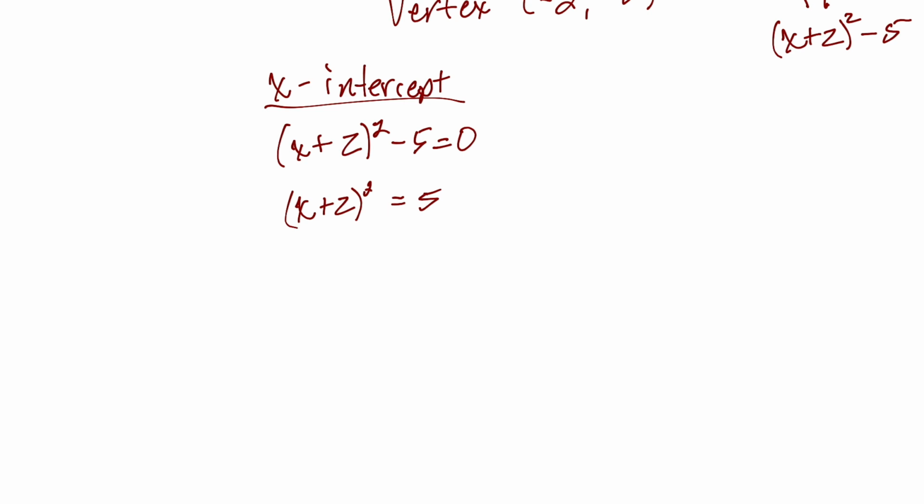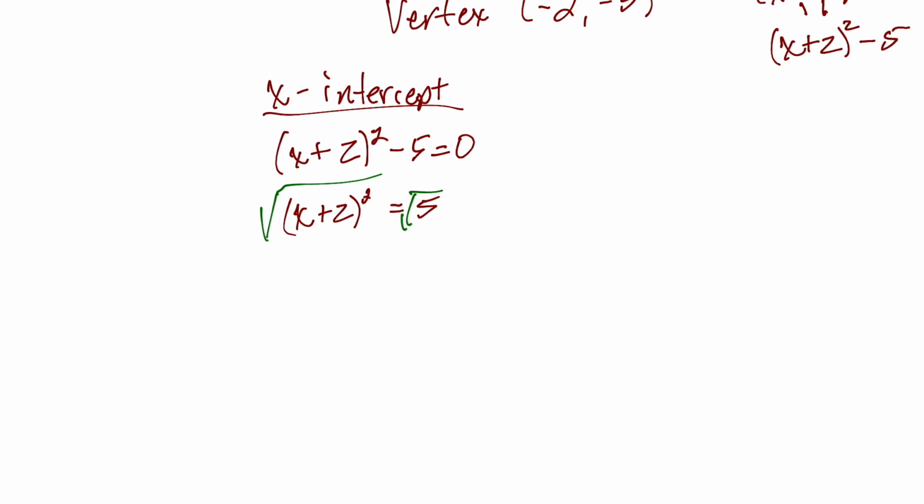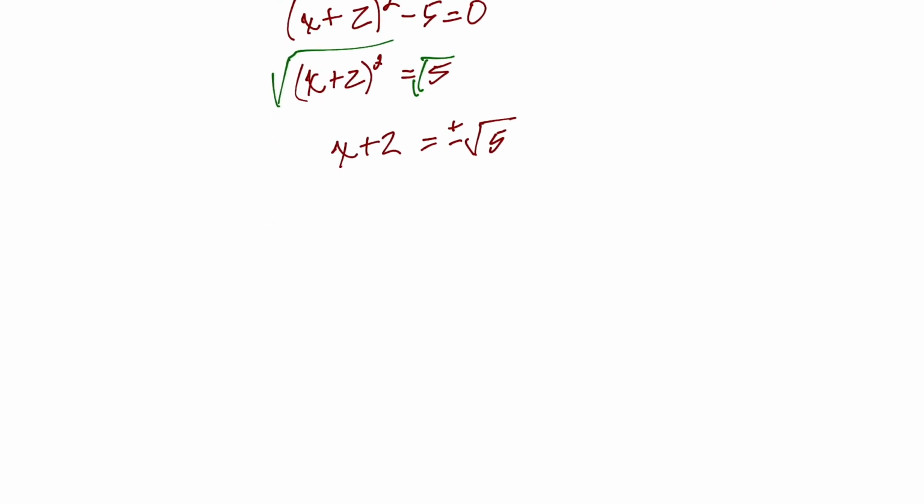Then I want to do what? Take the square root of both sides, right? So when I take the square root of a number squared, we get the number. And that's going to give you plus or minus. That's where the plus or minus is coming from in the quadratic formula. And then we do what? Yeah, subtract the 2. So those are the x intercepts.